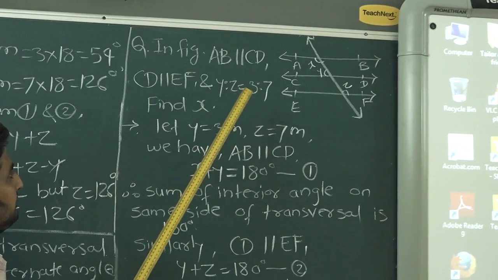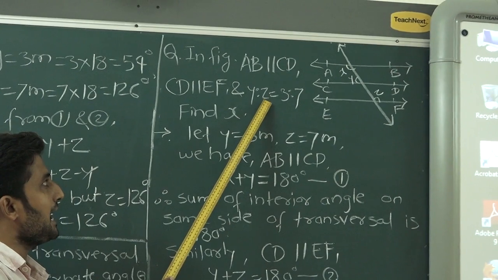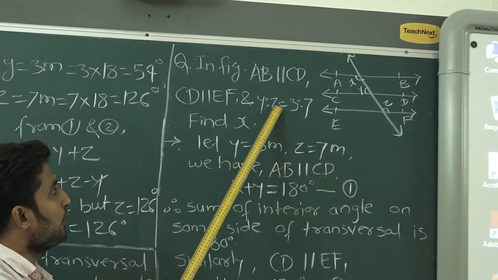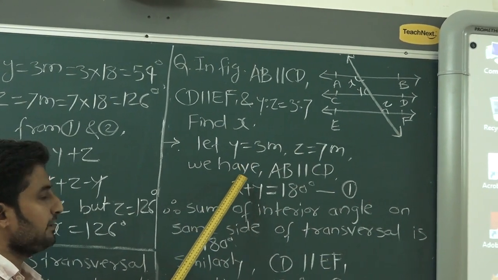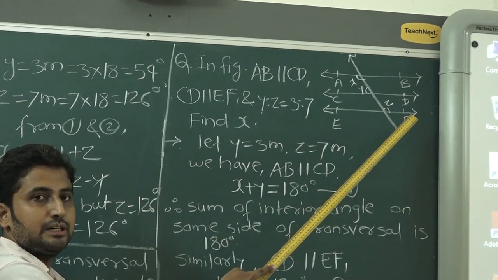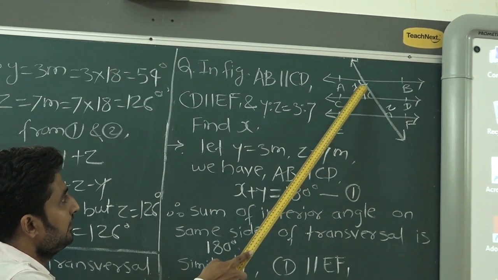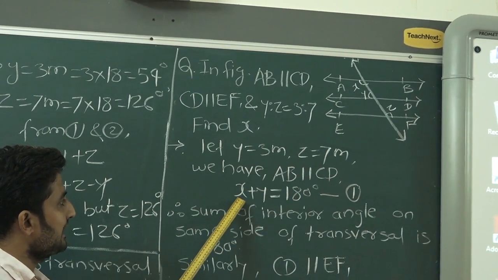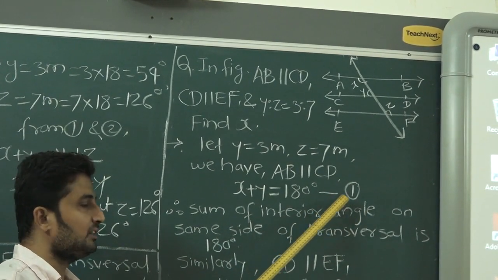So here, what ratio is given, right? We call this ratio Y as Z. For Y, we are putting here 3m, and for Z, we are putting here 7m, right? Now here we have line AB parallel to line CD, right? On AB, one angle is given, X, and on CD the angle is given, that is Y. So X plus Y is equal to 180 degrees. We call this equation 1.